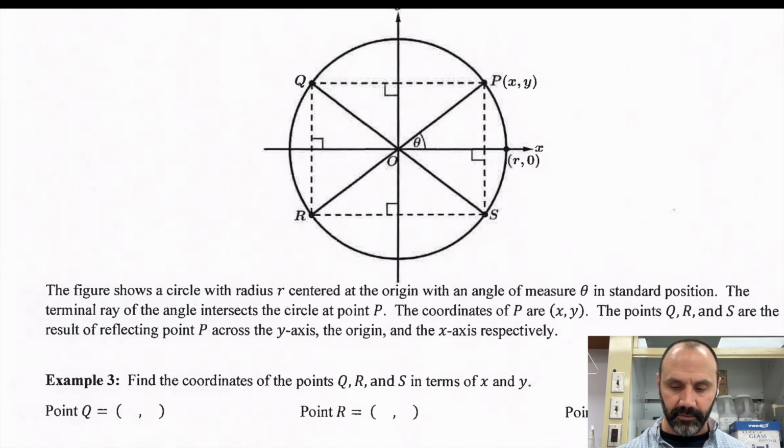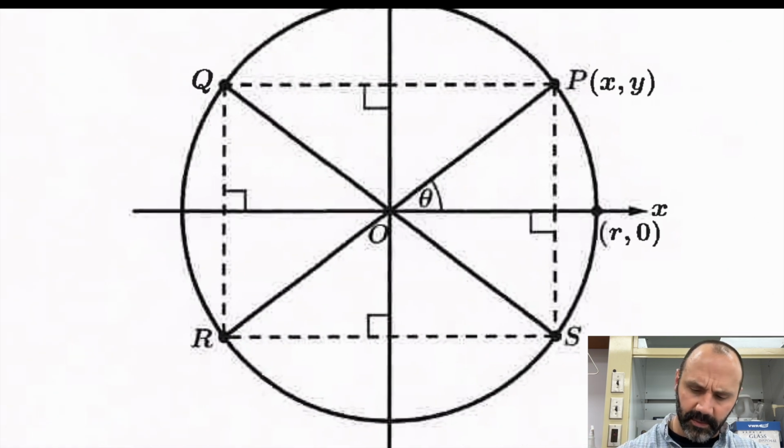Now this is the basis for the next few examples. We've got a circle with radius r, and we've got some various points, P, Q, R, and S. Q, R, and S are found by reflecting point P over the axes, in the different directions, of course. Right? And I'm just going to label these, just to help myself out.